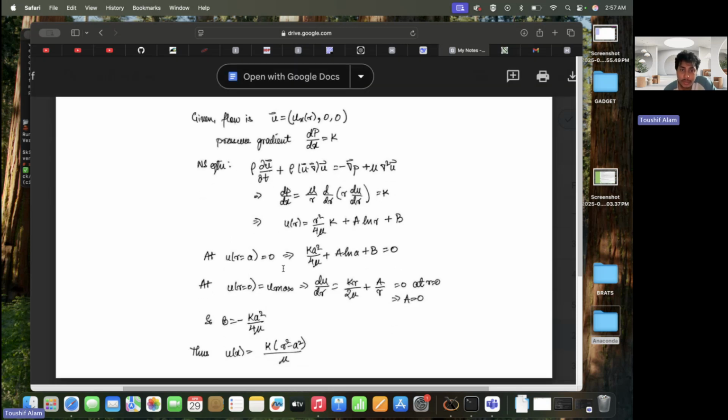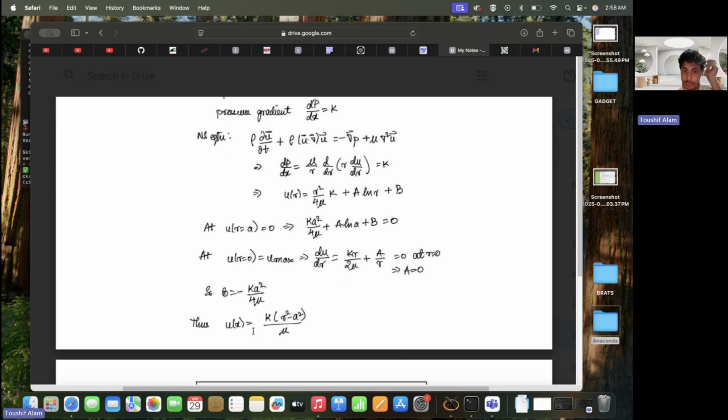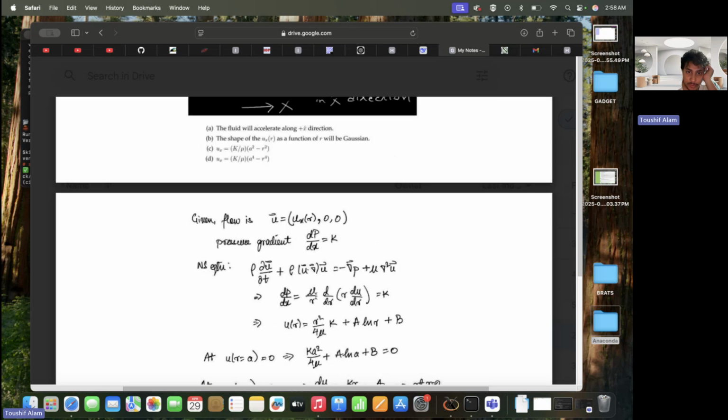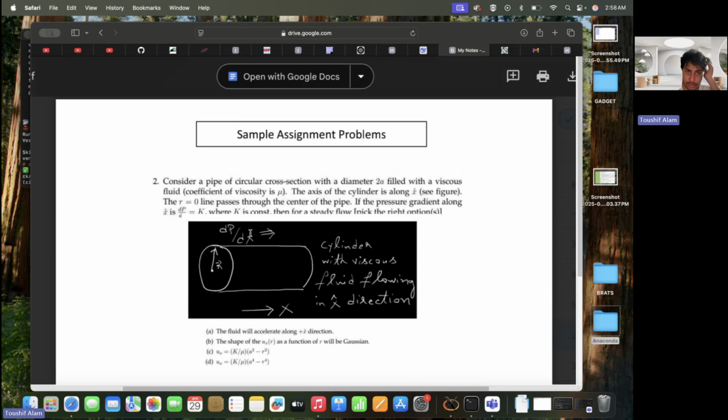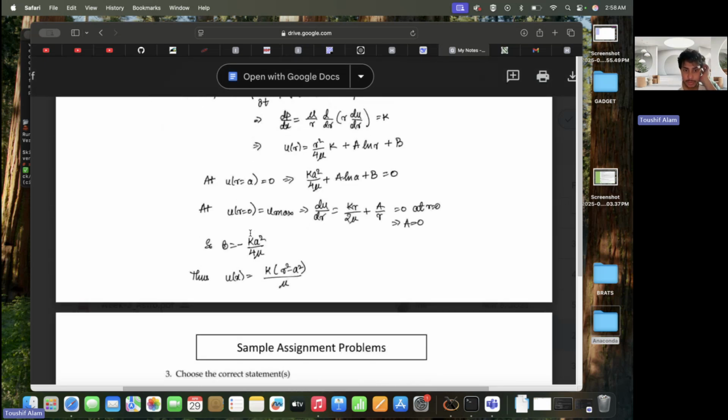So at r equal to a, u is equal to 0, it will be k a square by 4 mu plus A ln a plus B. This equation will be 0 at r equal to a. And at r equal to 0, it will be the u max. So du/dr is k r by 2 mu plus A by r equal to 0, so A is equal to 0. B is equal to k a square by 4 mu. So u_x will be k (r square minus a square) by 4 mu. This is option C. So you have already come up to this. This is like an alternative suggestion of how to solve it.